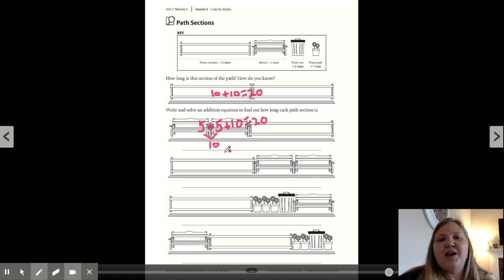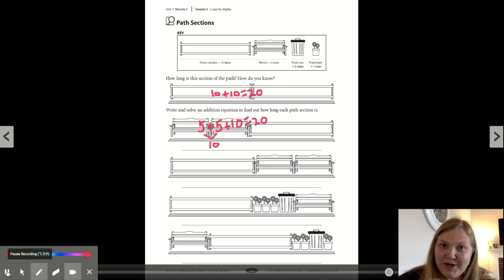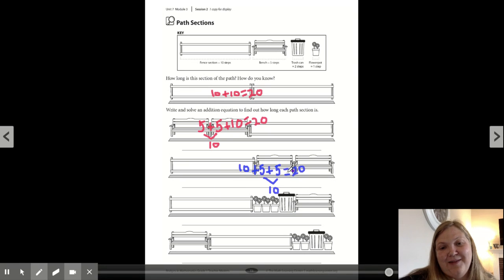Let's take a look at the next path. Look, now it's just a fence and then a bench and a bench. It's almost like they took this part of the path and turned it around. Like the commutative property of addition. So what would the addition equation look like? Now we have 10 plus 5 plus 5 equals 20 because you remember a 5 and a 5 together makes a 10. Double 10s makes a 20.